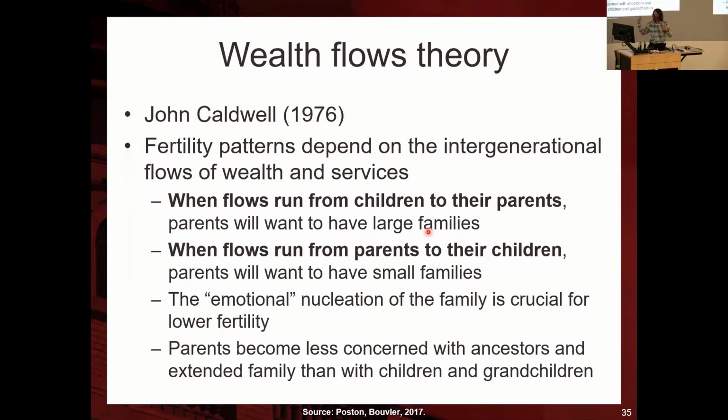And throughout this context, you have a process called emotional nucleation of the family. Now parents become less concerned with ancestors and extended family, and more concerned with immediate relatives, children and grandchildren, right? So you are dealing more with nuclear families, and you're trying to provide wealth for those people. You might still have interactions with other family members, but it's smaller, and you lose help, or linkages, with other relatives that are farther away, right?